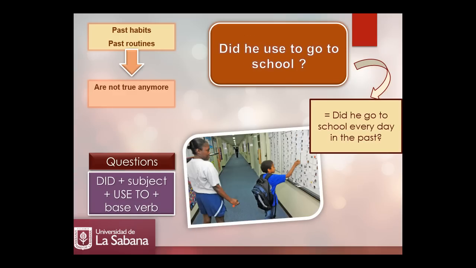When we form a question with used to, we put did at the beginning of the sentence. For example, did he used to go to school? Which means, did he go to school every day in the past?